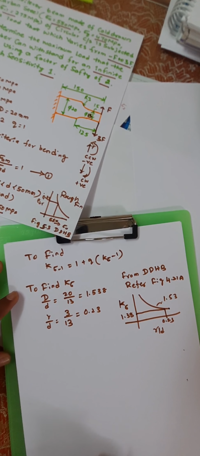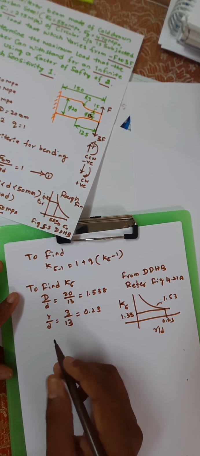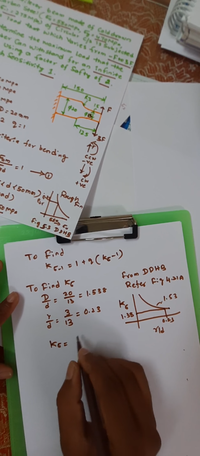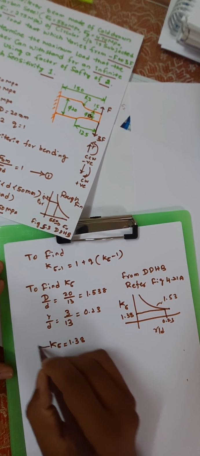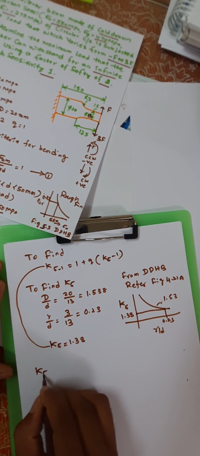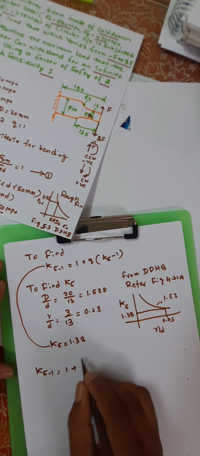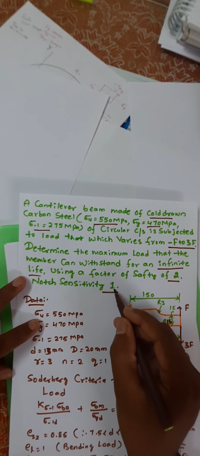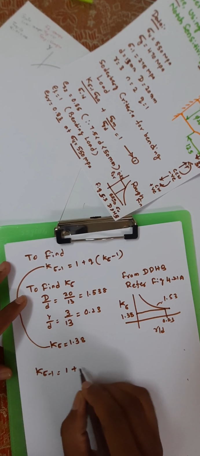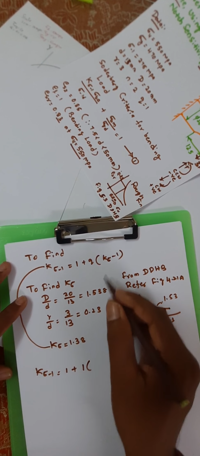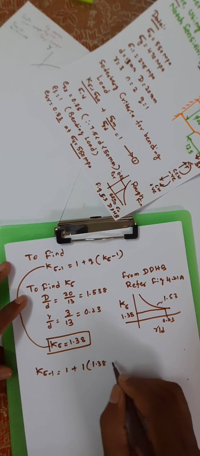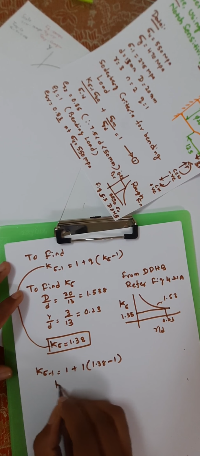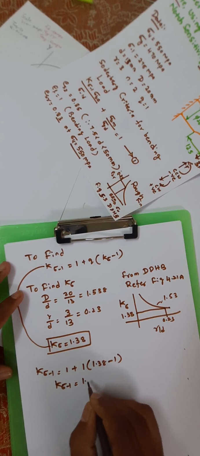We already discussed it several times with various problems. Now if you substitute these values, where k sigma is equal to 1.38, into this equation, we find k sigma minus 1 is equal to 1 plus q into k sigma minus 1. What is the value for q? The notch sensitivity, which is given in the problem, is 1. So 1 plus 1 into 1.38 minus 1. If you simplify this, we get the same value: k sigma minus 1 is equal to 1.38.